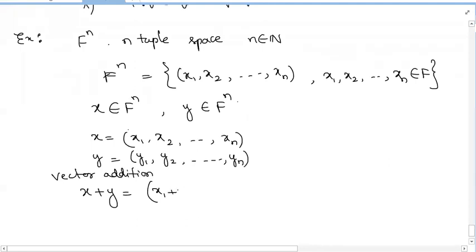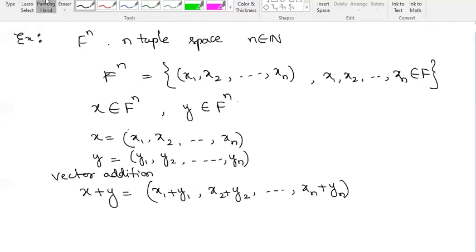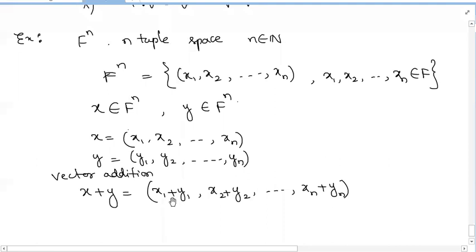Vector addition is defined by x plus y equal to (x1 plus y1, x2 plus y2, and so on, xn plus yn). Then you should ask, what is this plus? Here, x1 plus y1, I forgot to tell you, the x's and y's are in F, right? So what do you mean by x1 plus y1? This is an addition in the field. x1, y1 belong to the field, right? So these are additions in the field F.